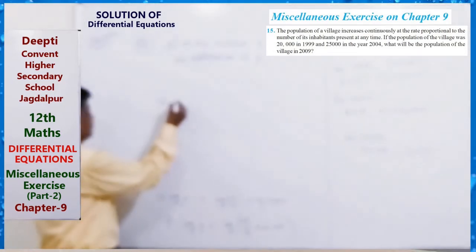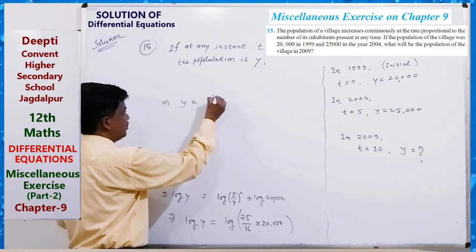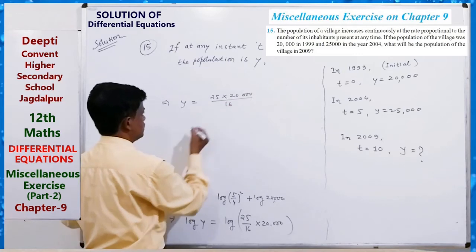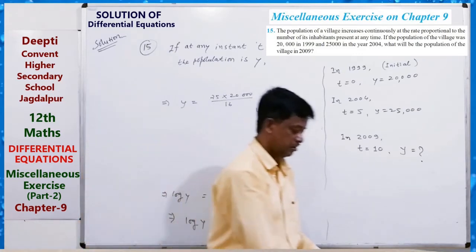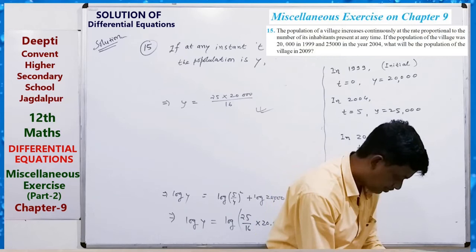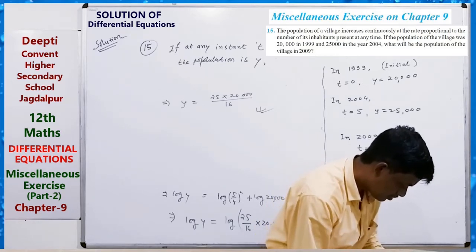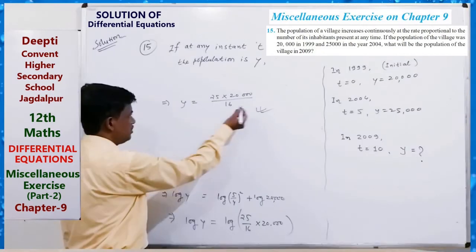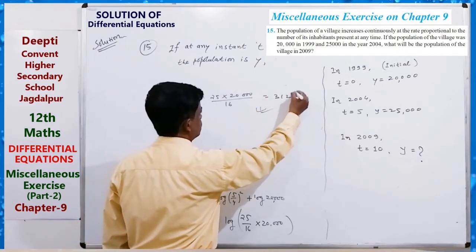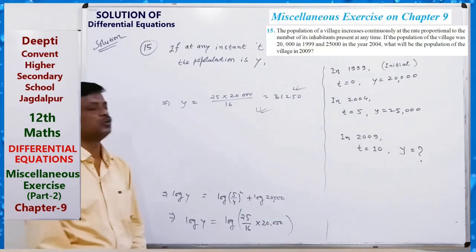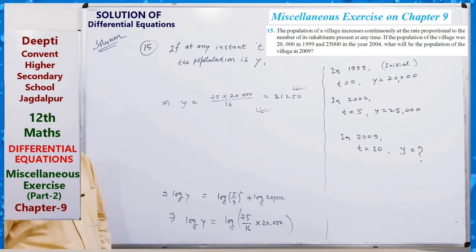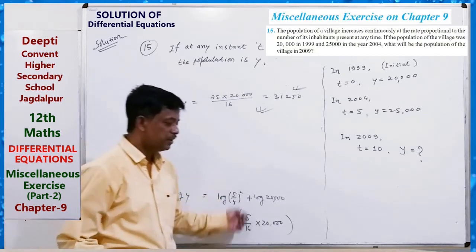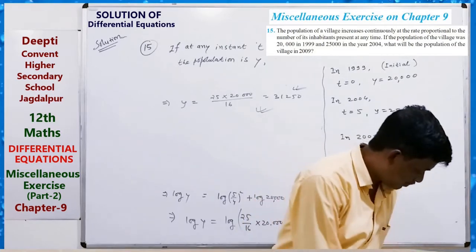So this implies y equals 25 into 20,000 upon 60. This is the value of y. So 31250. You can solve it. 31250. Okay, 25 into 20,000 upon 16. You can get it like this. This is the value of y. Okay, so this is question 15.